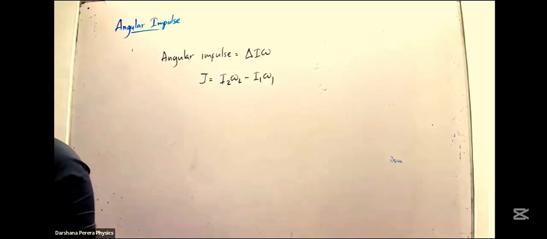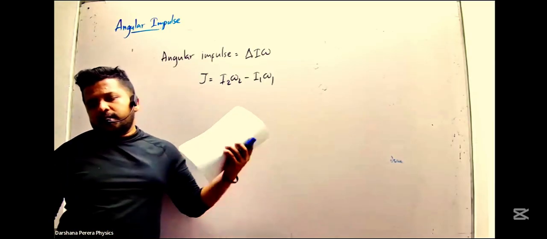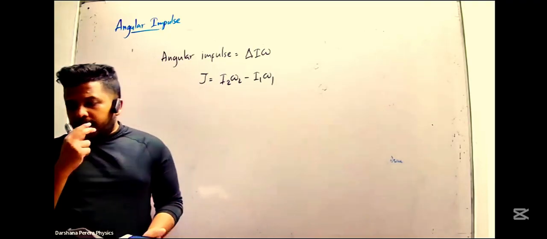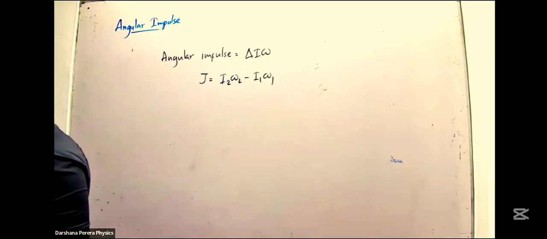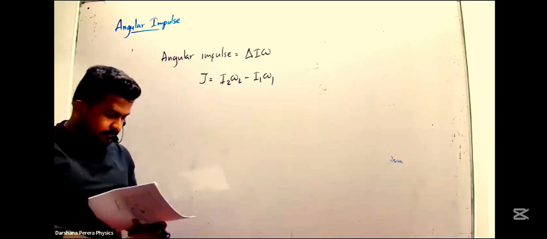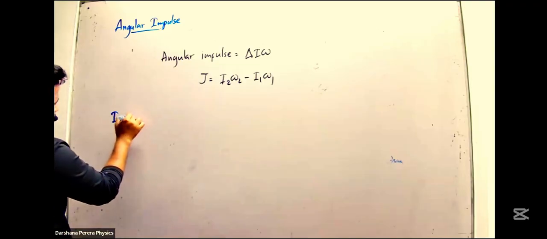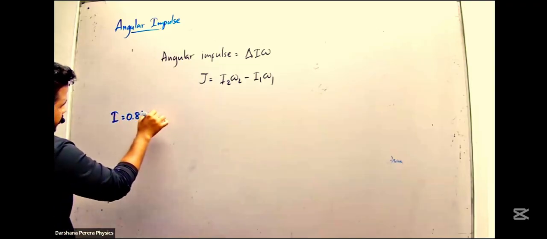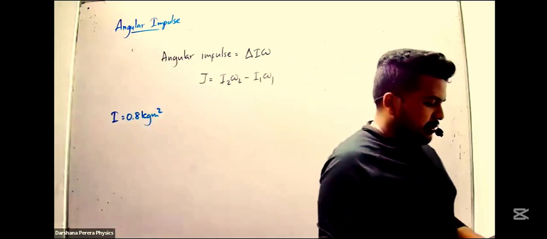Most of the cases, I does not change, but when I is changed, we can apply this one. Okay. Write down the problem. Cylinder having a moment of inertia I equals 0.8 kg m squared.